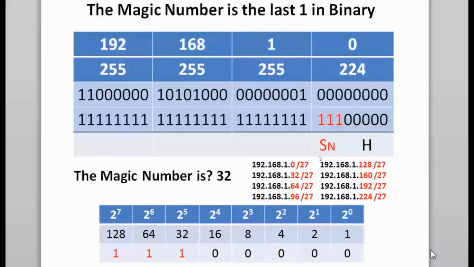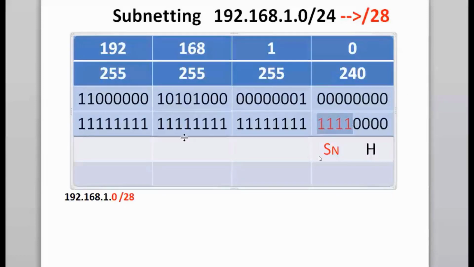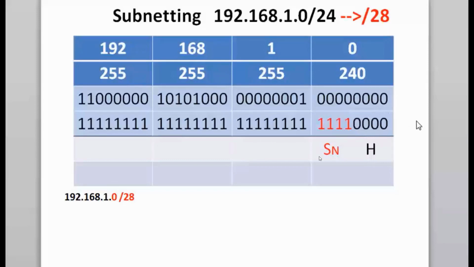Now that we see the pattern and how the last borrowed bit affects the location of the subnetworks, let's try it with a /28 subnet mask. Now I have the 192.168.1.0/24 network. I want to subnet it, changing it to /28. /28 means I borrow 4 bits in the subnet mask, so I now have 28 ones counted from left to right. 255, 255, 255, 240 subnet mask.